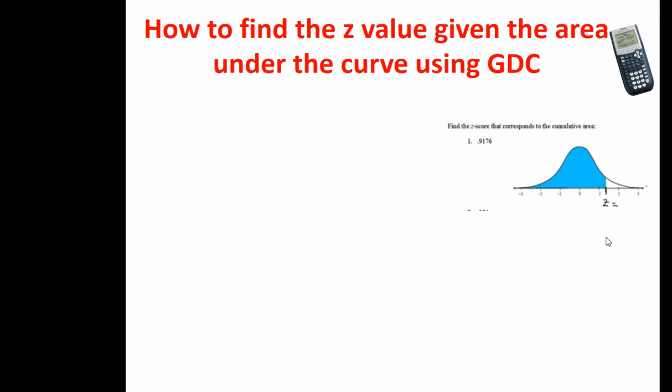Okay, moving along. What if instead we gave you the area under the curve and they want you to find this Z value here, like the upper bound or the lower bound? That's still possible. On the GDC, to do the inverse, you go second vars, and instead of selecting normal CDF, you would do the inverse step, because it's finding the inverse of the normal step that we would normally do.